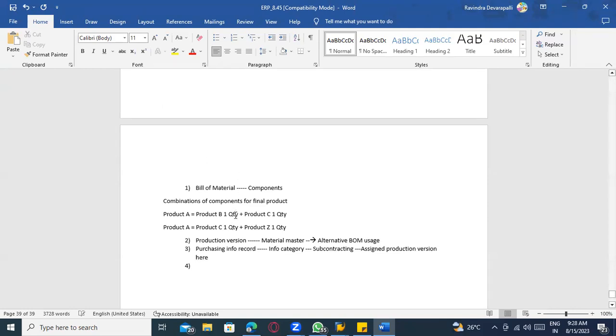Suppose let's say if I'm using sunflower oil, instead of sunflower oil I'm using olive oil. Instead of olive oil I'm using rice bran oil. So like different combinations you can use to make the final product. So in this case how will it work? This is the one alternative BOM and alternative BOM 2. So you just need to tell in the subcontracting process whether you are following this combination or this combination. That alternative BOM usage you are assigning here, that you are assigning in the purchasing record. Okay, then the process will start.